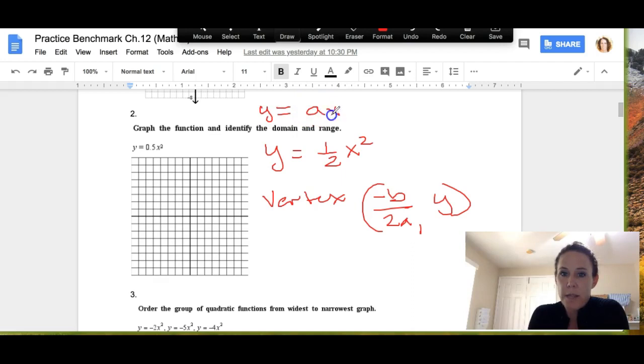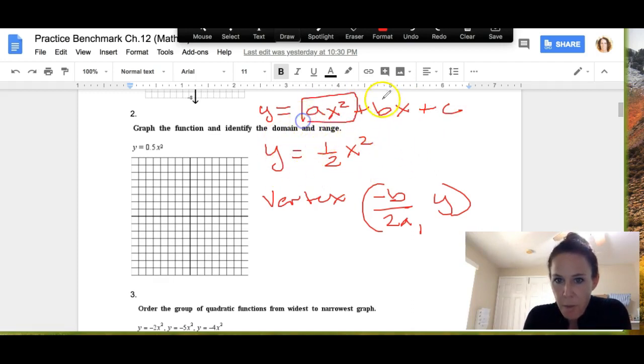Our basic function looks like this for a quadratic: y = ax² + bx + c. And we look at this, you can see all we have is this part. We don't have bx + c. That's fine. That means my b value was 0 and my c value was 0 because they're not here. So if I want to find the vertex of this function, b is 0, so negative 0, which is 0, over 2, and then my a value is 1/2 or 0.5.